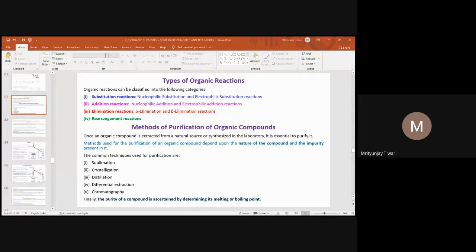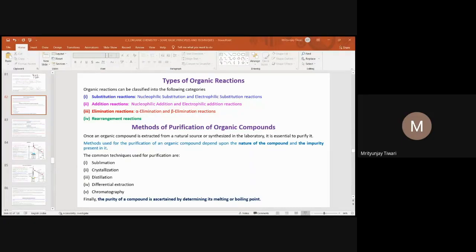Coming to each of the methods, just briefly, sublimation is used when the organic compound is sublimable, means it can be converted directly, using just heat, from the solid state to the gaseous state, and the impurities are non-sublimable. Then we use this method for the purification of organic compounds.